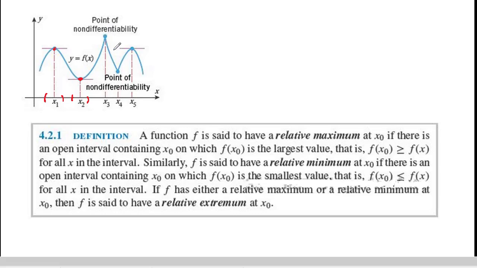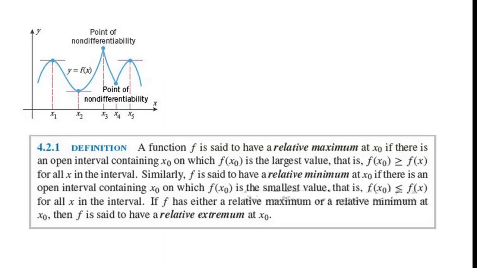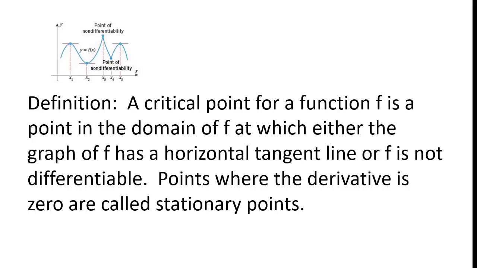And so that leads us to our next definition. A critical point for a function f is a point on the domain of f at which either the graph of f has a horizontal tangent line or f is not differentiable. Points where the derivative is 0 are called stationary points.